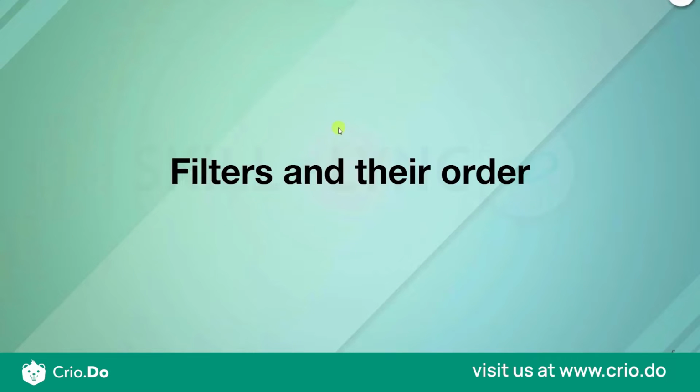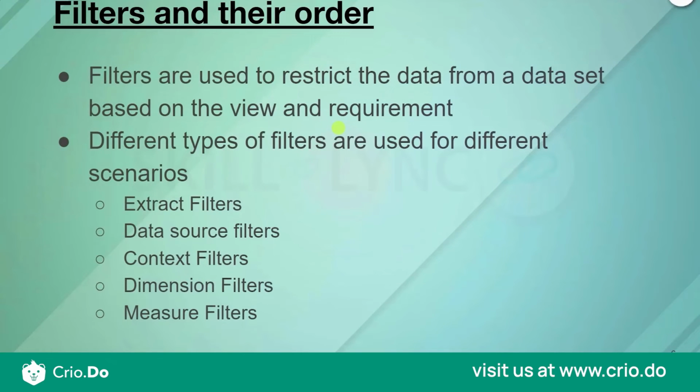So the first topic for this session is filters and their order. What are filters? Filters are used to restrict the data from a data set based on the view and the requirement. So you will filter the data based upon your requirement and how you want to see the data inside your view. We have different types of filters in Tableau. And what are those filters? We have extract filters, data source filters, context filters, dimension filters, and measure filters.